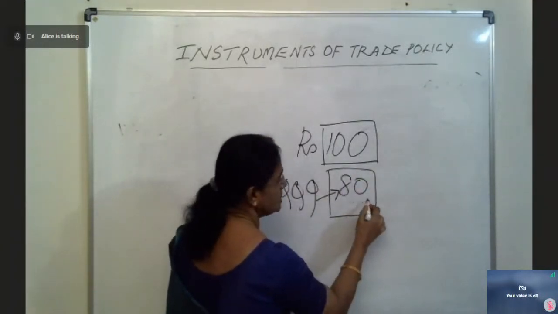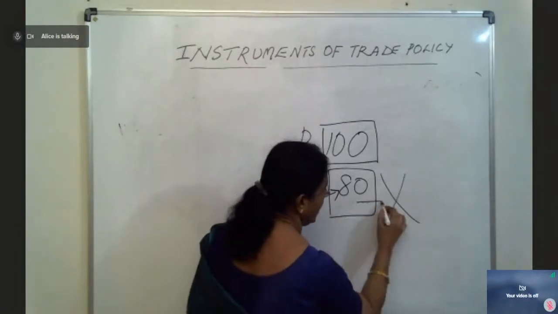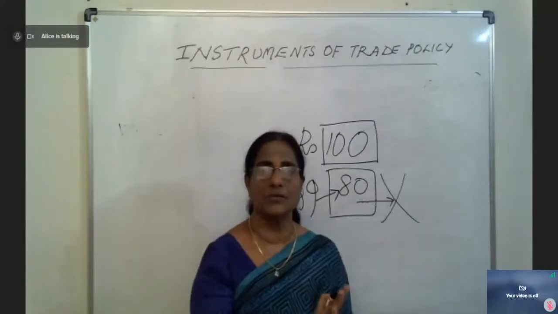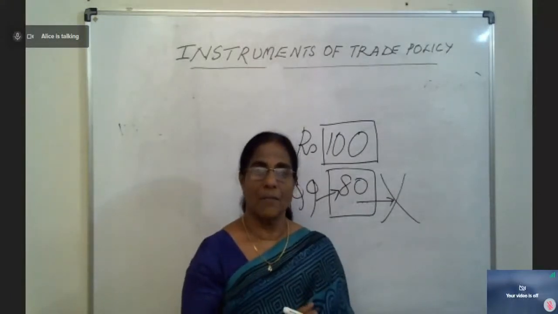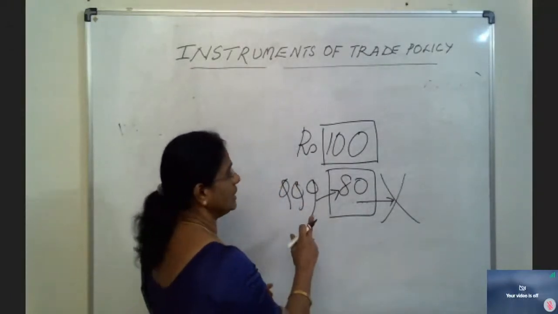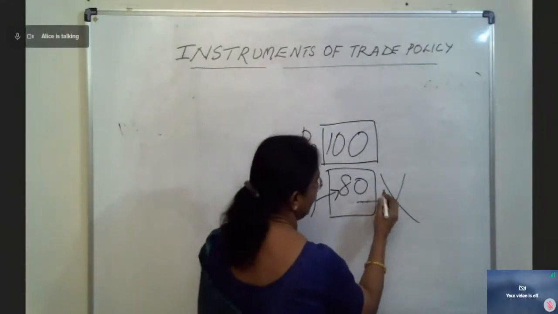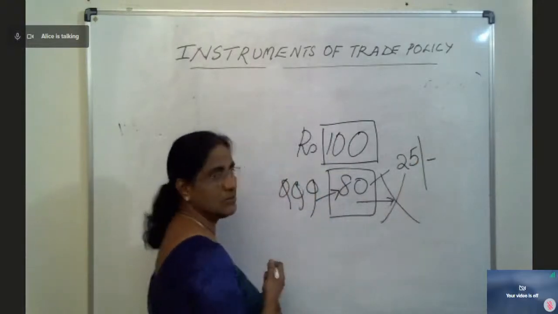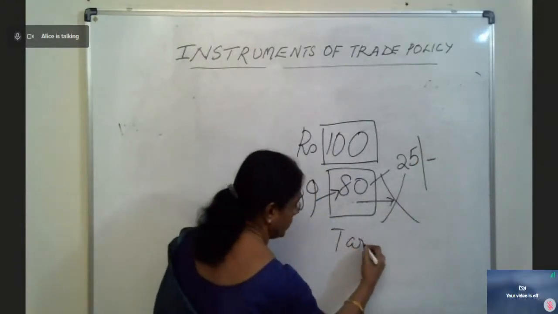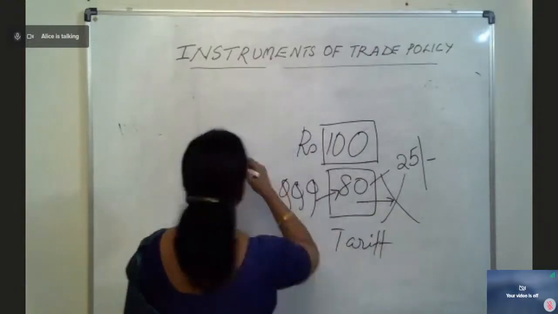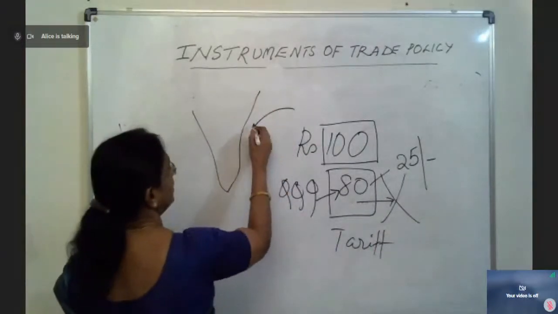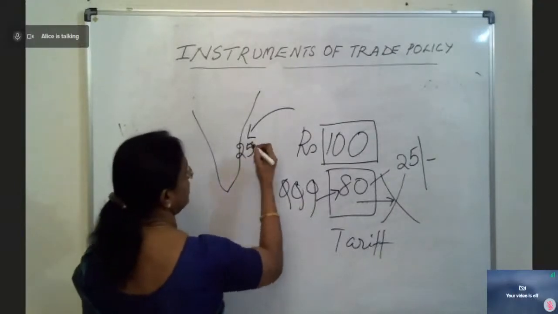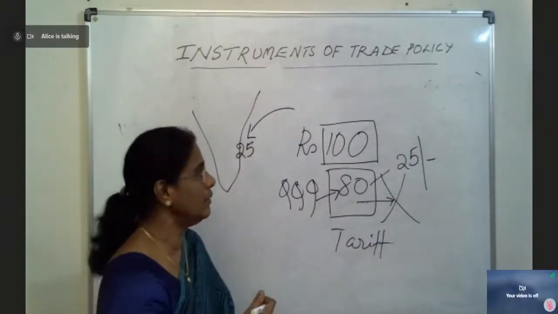Artificially. This is natural demand and supply. Demand and supply forces have brought this foreign good for 80 rupees. But our country will artificially inflate the price, say for example, by putting a 25 rupees tariff. What is a tariff? The moment this good crosses the border, you pay 25 rupees at the border, as customs duty.